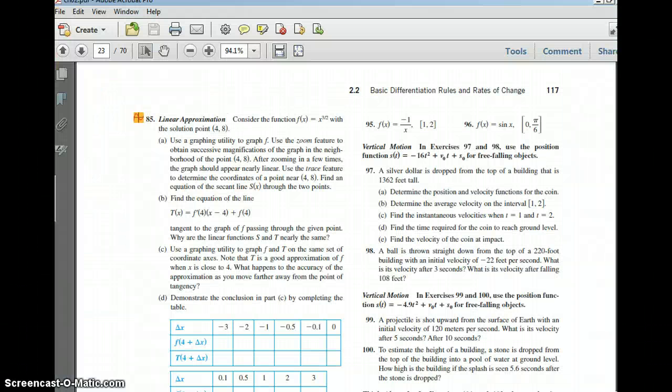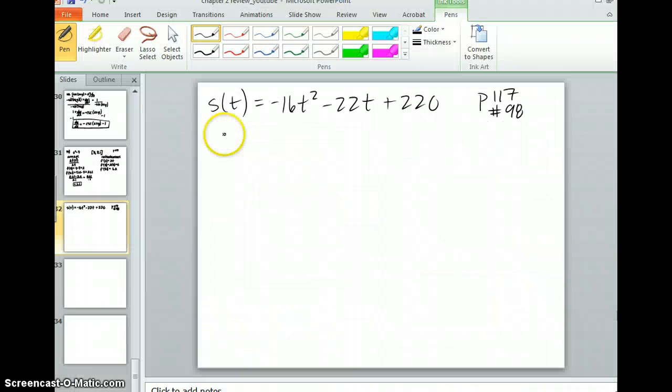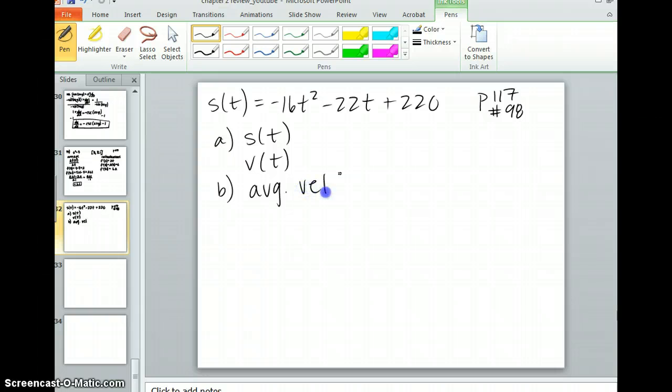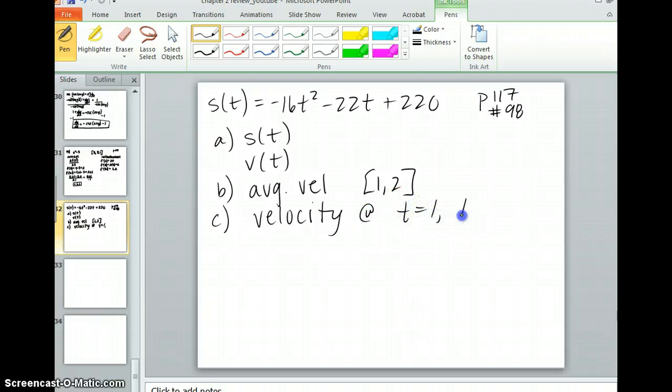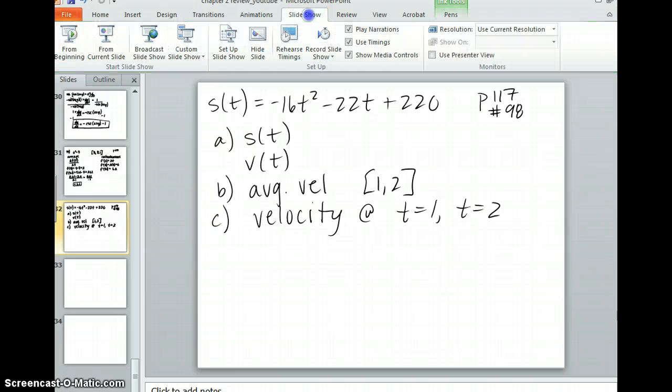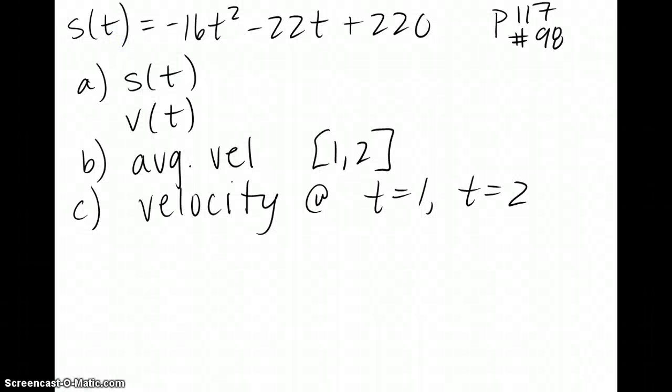All right, so let's see, what does it ask? Position and velocity, average velocity, instantaneous. So position we just found. B asks for the average velocity on the interval from 1 to 2. So I'm just using the parts from number 97. And then C is the instantaneous velocity at 1 and 2. All right, so the position function's given.